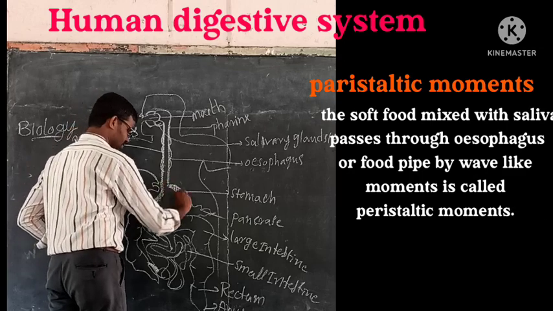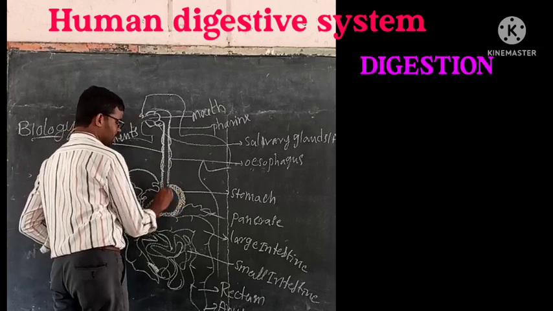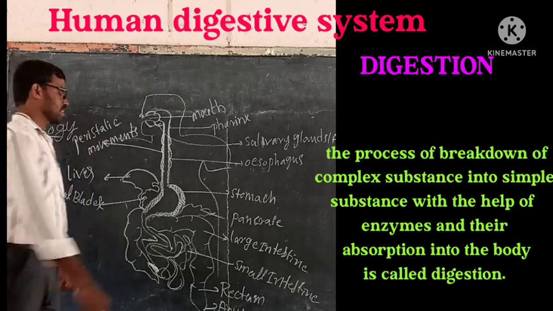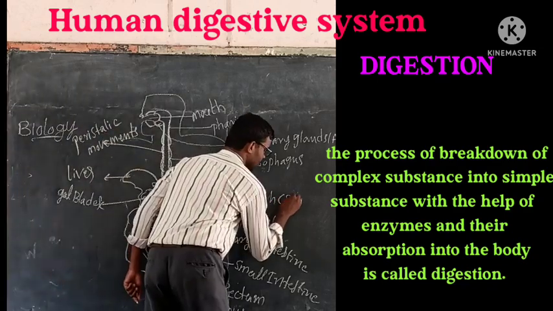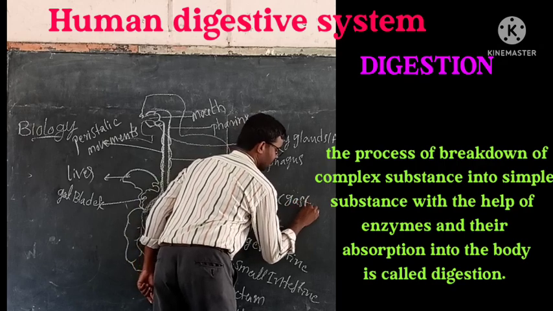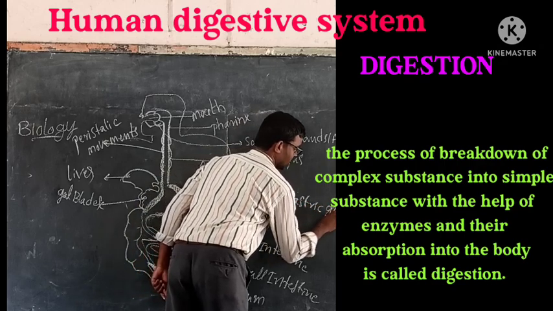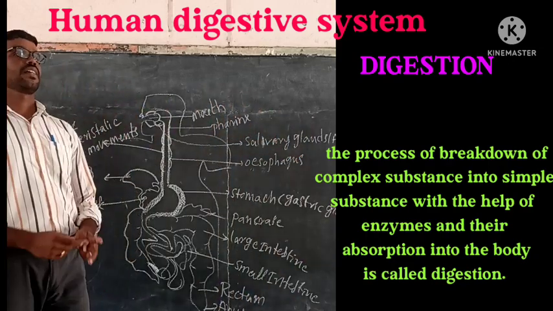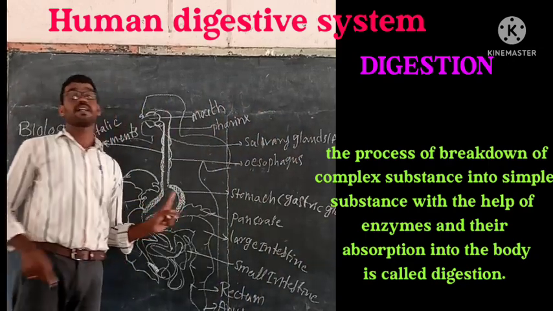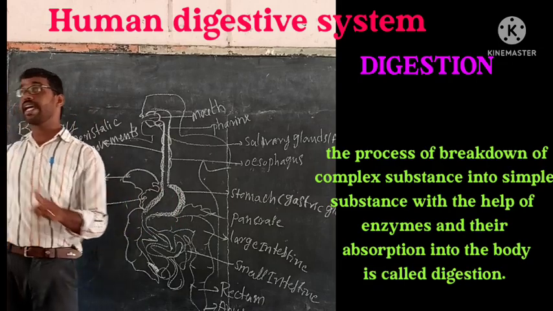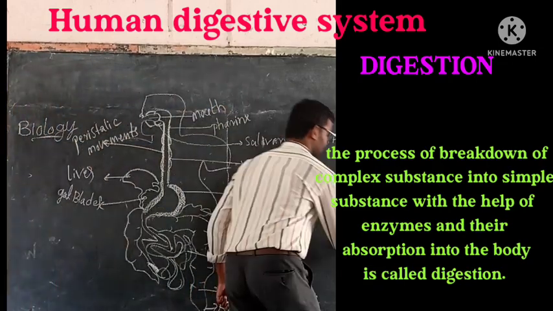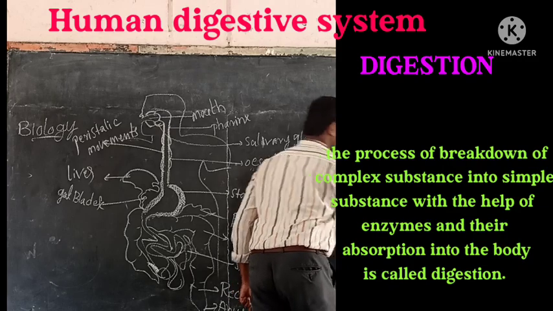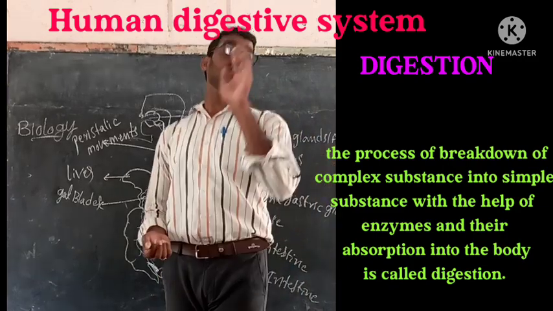Glands. Some glands present in the stomach we can call gastric glands. Repeat loudly. Gastric glands. Gastric glands are important for production of enzymes. Enzymes are important for digestion of food.